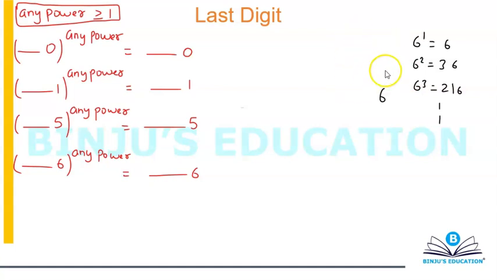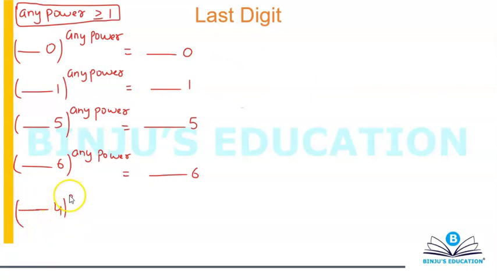Okay, now the next two. Let's suppose a number ends in 4 and you raise it to any power. So if a number ends in 4, there are two possible cases. Let me write down a couple of powers of 4 for you. 4 to the power 1 is 4. 4 square is 16. 4 cube is 64. 4 to the power 4 is 256, and so on and so forth.